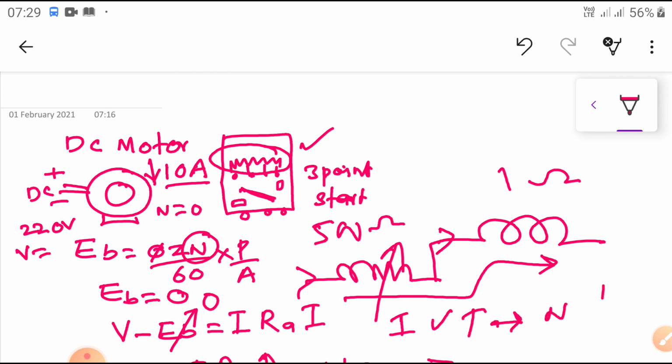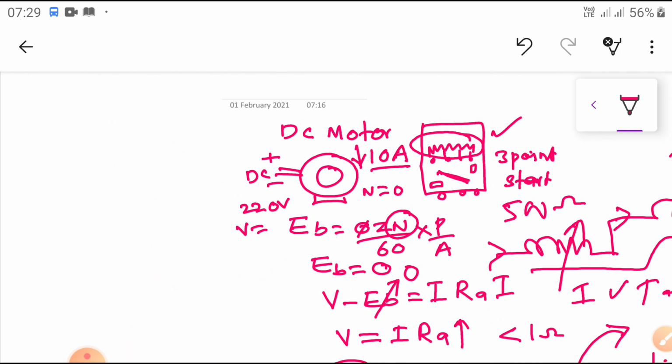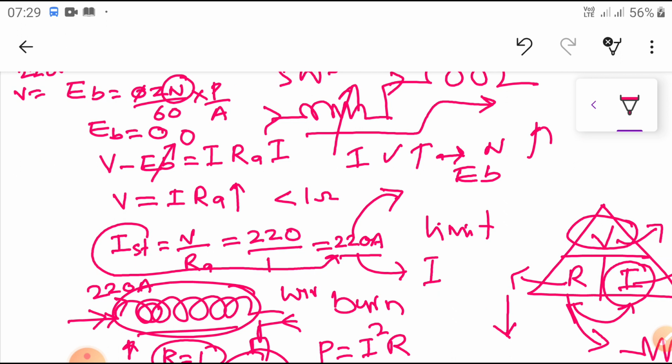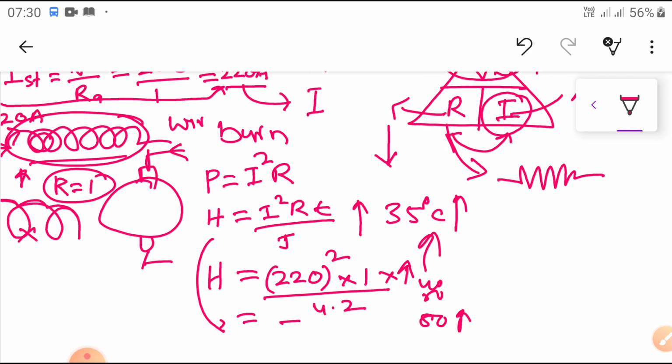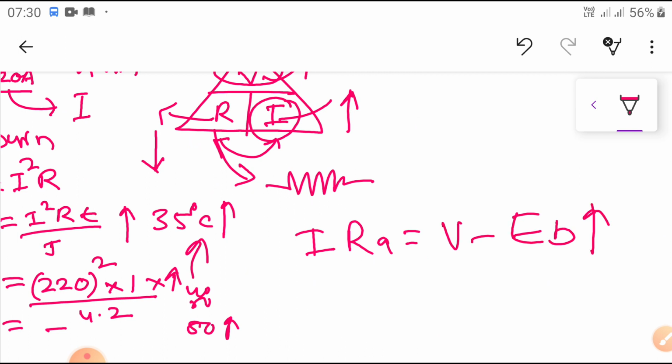The torque is generated, then the speed will pick up. If the speed picks up, then automatically EB will be generated. Once EB is generated, it will oppose the father. Who is the father here? E minus EB, this is what increases here. So now in this case, I Ra is equal to V minus EB. Initially we give a small value of current, which increases the back EMF.